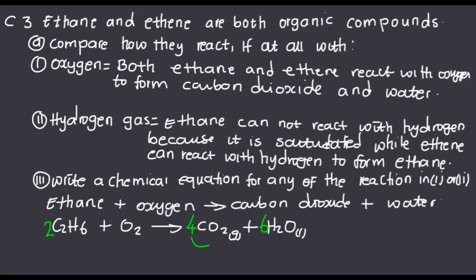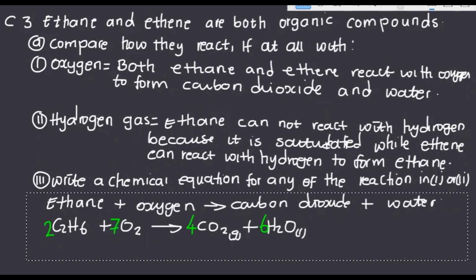Now, 4 times 2 is 8, and 8 plus 6 is 14. So we need to put a 7 here, so that 7 times 2 will have 14 atoms of oxygen. So this is our complete equation. Now, let's say we don't want to use this one. Let's get rid of this.